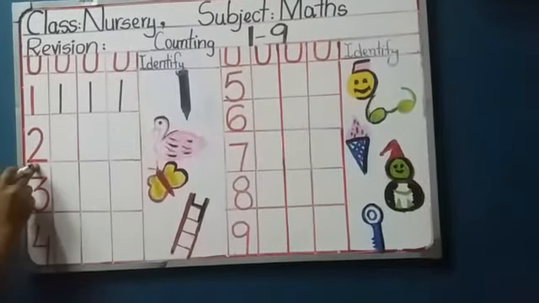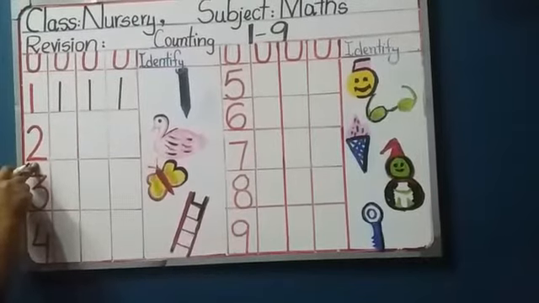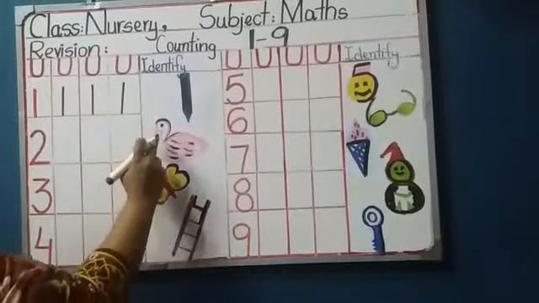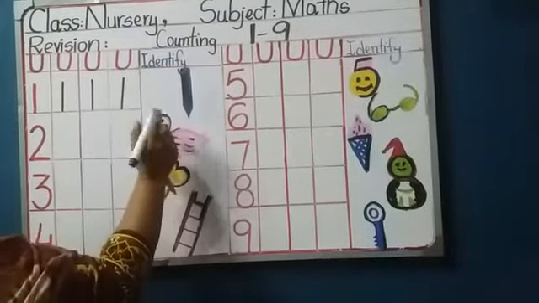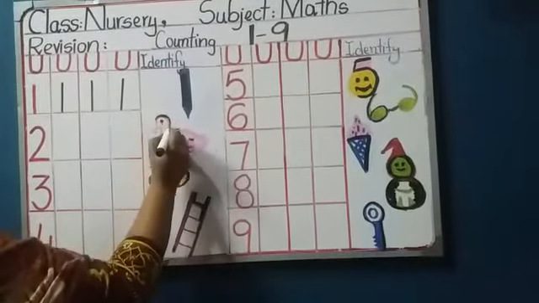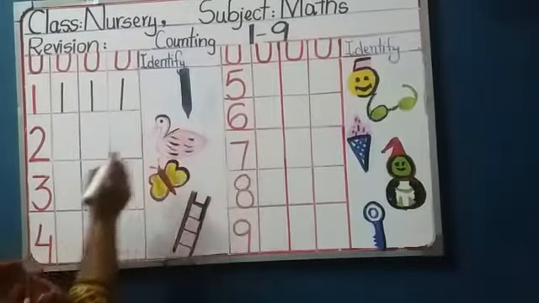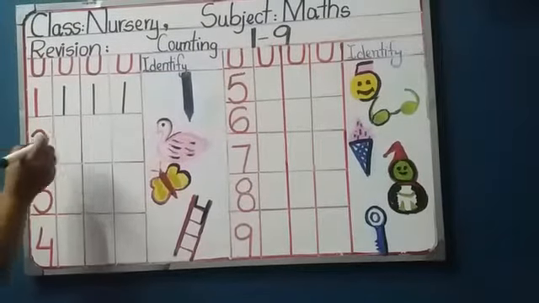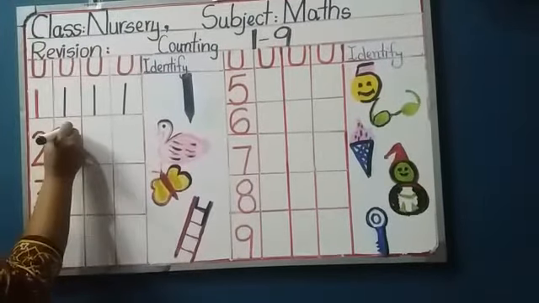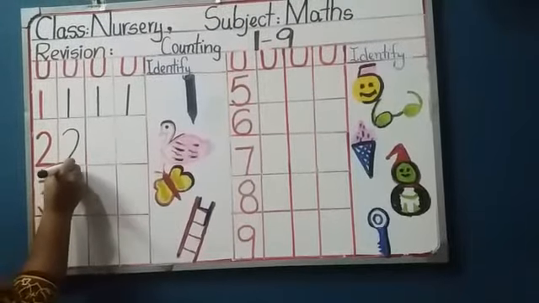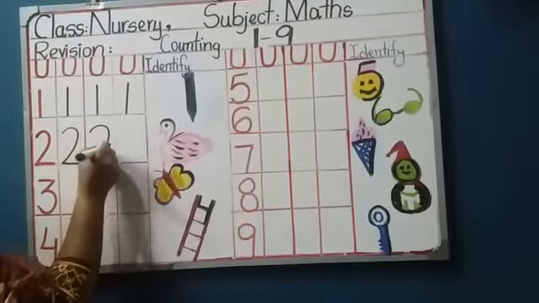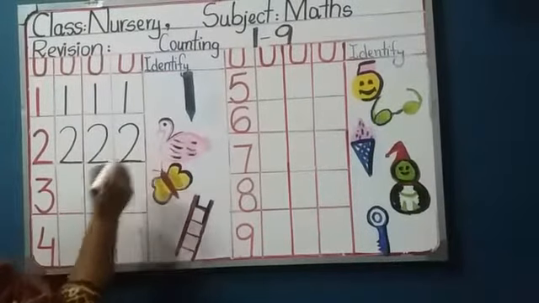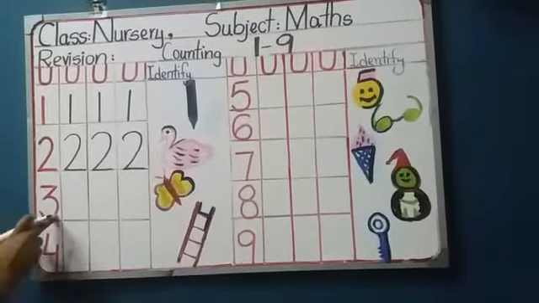Okay, now come on this digit. This is 2. And the shape of 2 is matching with duck. Look. 2. So, we can easily identify 2. Okay. Now write it. Write with me. 2.